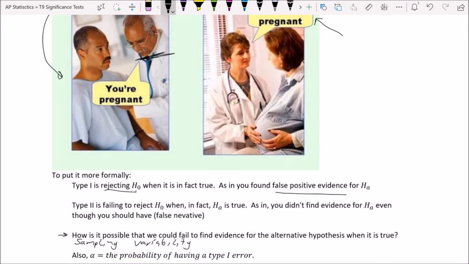Okay, and we saw that earlier in the course. Sometimes, even with the best intentions, you just get a weird sample that doesn't match the reality of the parameter. That can happen.